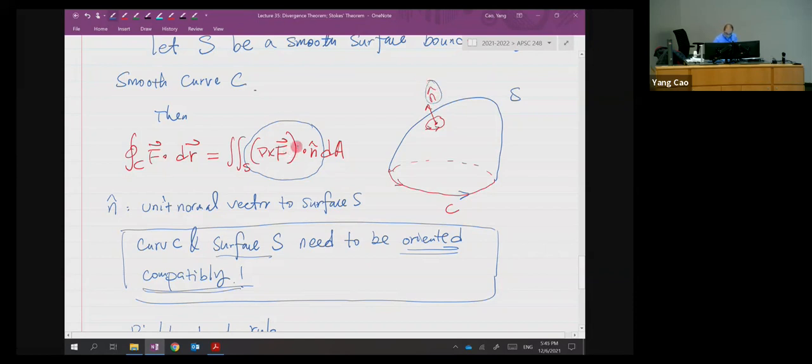So this gives you point information. At this point, you've got a circulation density. At another point, you have another circulation density. At this location, you have another circulation density. And what are we doing? We're basically adding up all of the circulation density over this surface S. And what do we get?